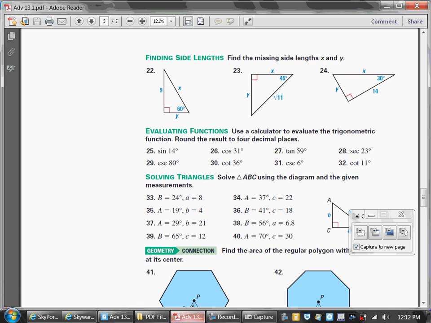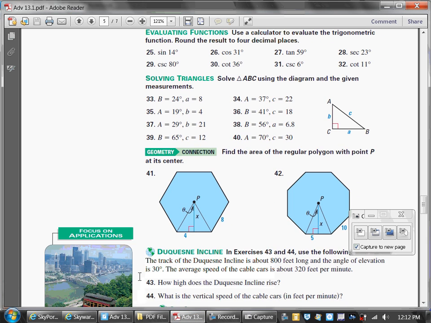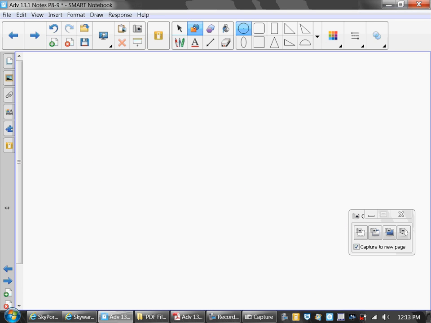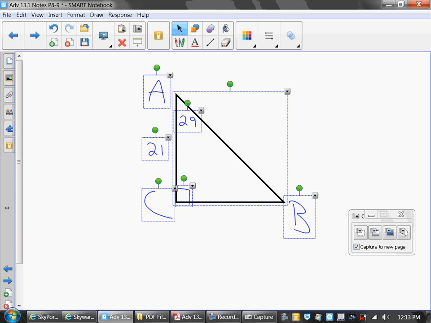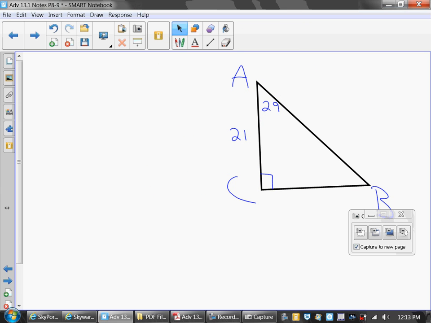All right. Last one. We've got too much to do. Solve the triangle given 29 and 21. Okay? So you have to find the missing angle, and you have to find the two missing sides. The missing angle is going to be the easiest thing to find in this problem. The complement to 29 degrees is 61.